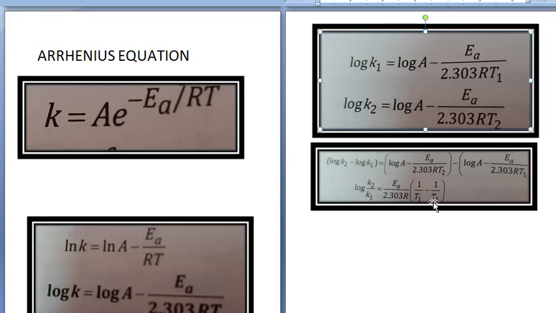Next is calculation of activation energy. So these equations you have to learn by heart because you will be using them in the numericals.